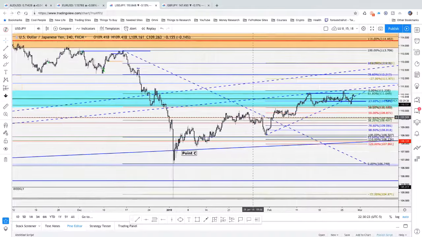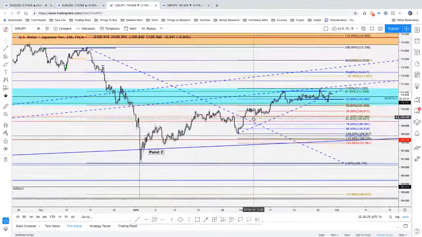All right. So now we're going to look at UJ. How are we looking on UJ? Interesting. So I'm up right now because I'm on the buy. But it looks like these candles are pushing down.